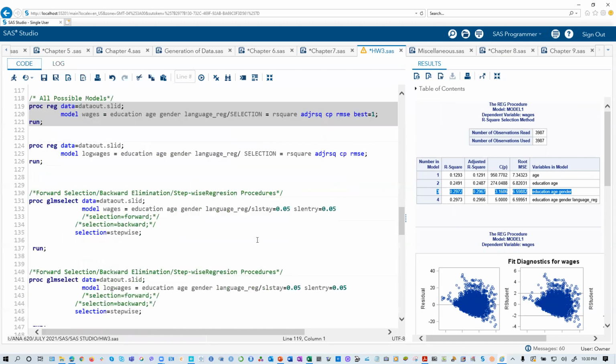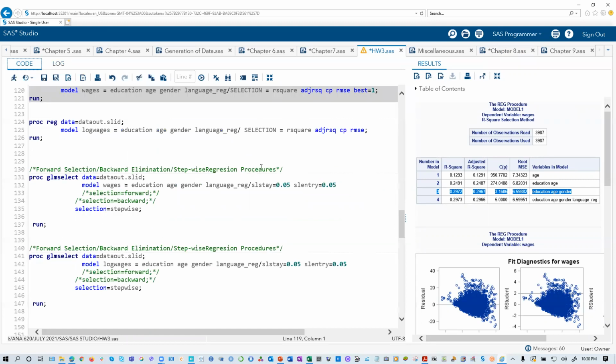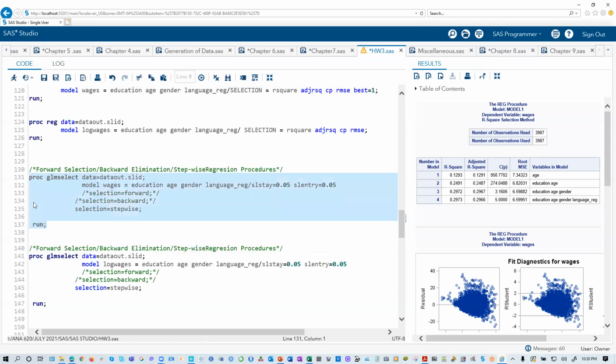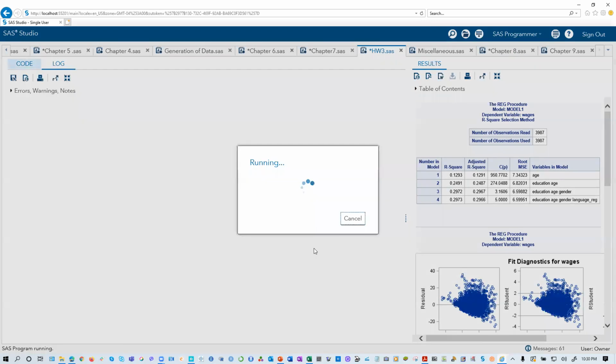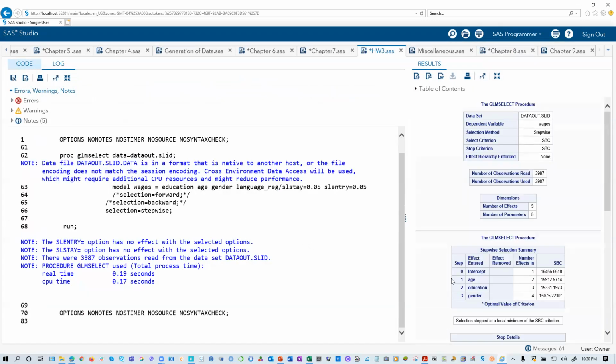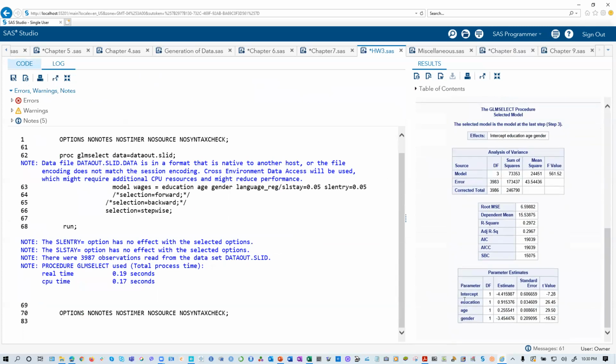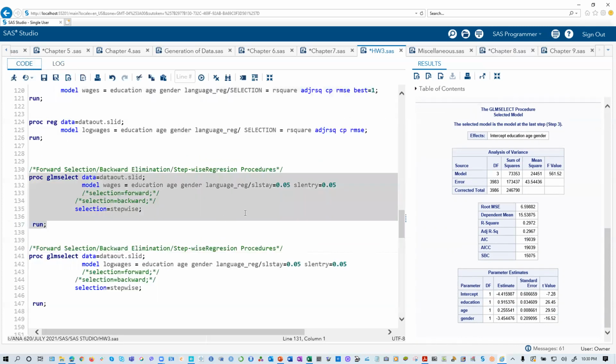Let's see whether we're going to get the same thing out of these other methods. Yes, education, age and gender. The other one has been taken out. See, that's the best one. Education, age and gender. Let's see whether we're going to get that from the other procedures, such as the forward selection procedure.